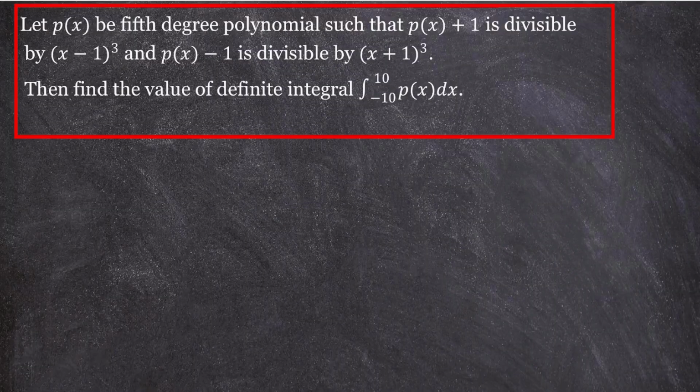Hello everybody, let's solve one very interesting question. Here the question has been given that P(x) is a fifth degree polynomial such that P(x) plus 1 is divisible by (x minus 1) whole cube and P(x) minus 1 is divisible by (x plus 1) whole cube. Then we have to find the definite integral.